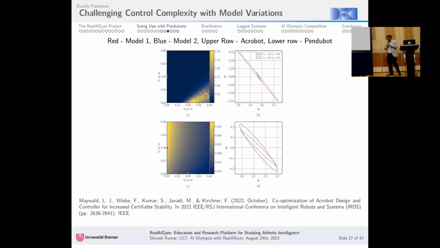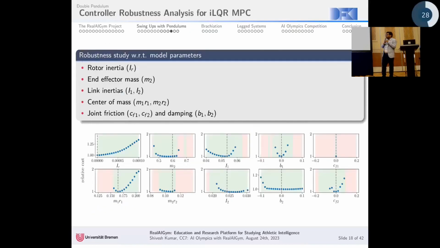Since we want our controllers to be robust, we also wrote modules for testing the robustness with respect to model parameters, for example. So these were the variations, and you can see here the success of, I think, the iterative LQR controller, MPC controller. And yeah, basically you can evaluate any controller based on these variations.